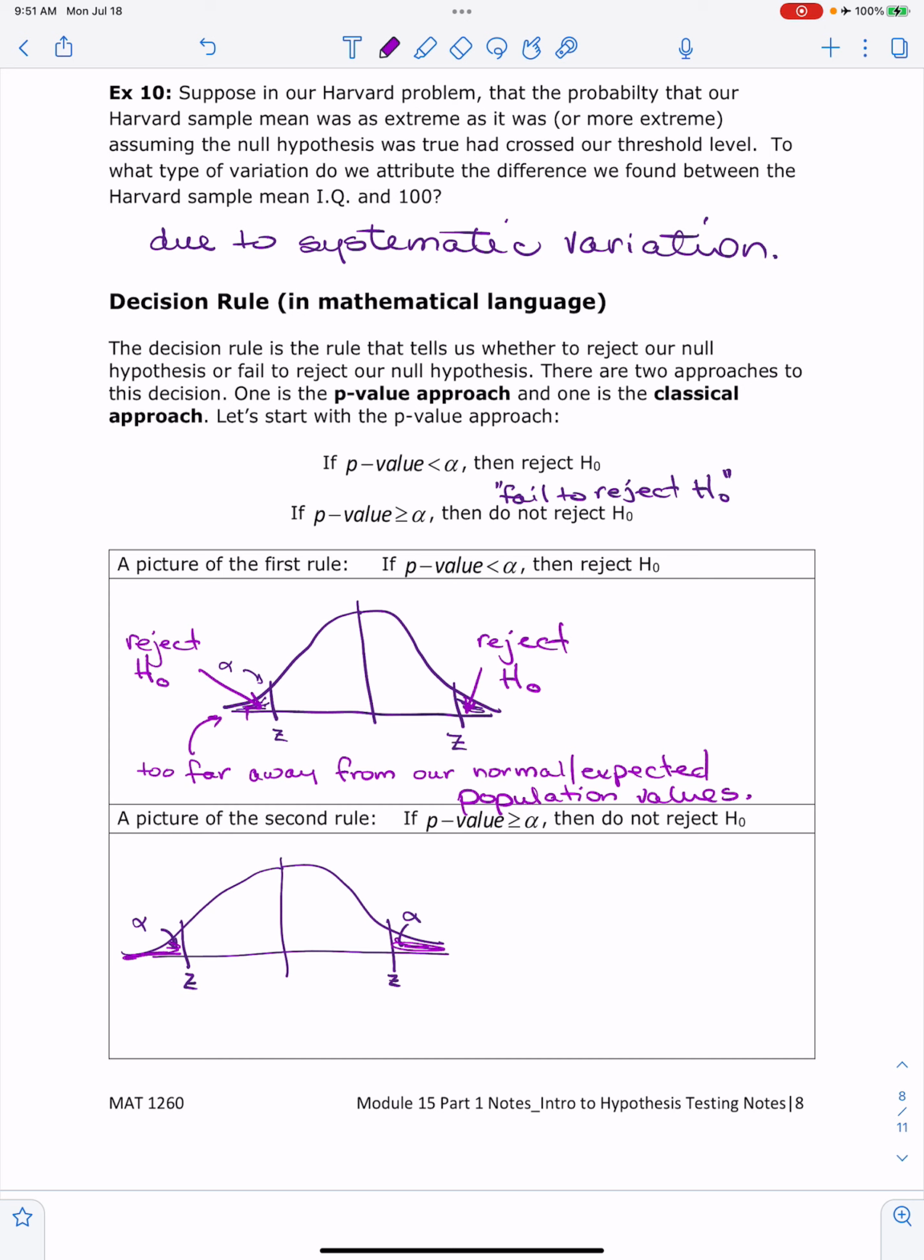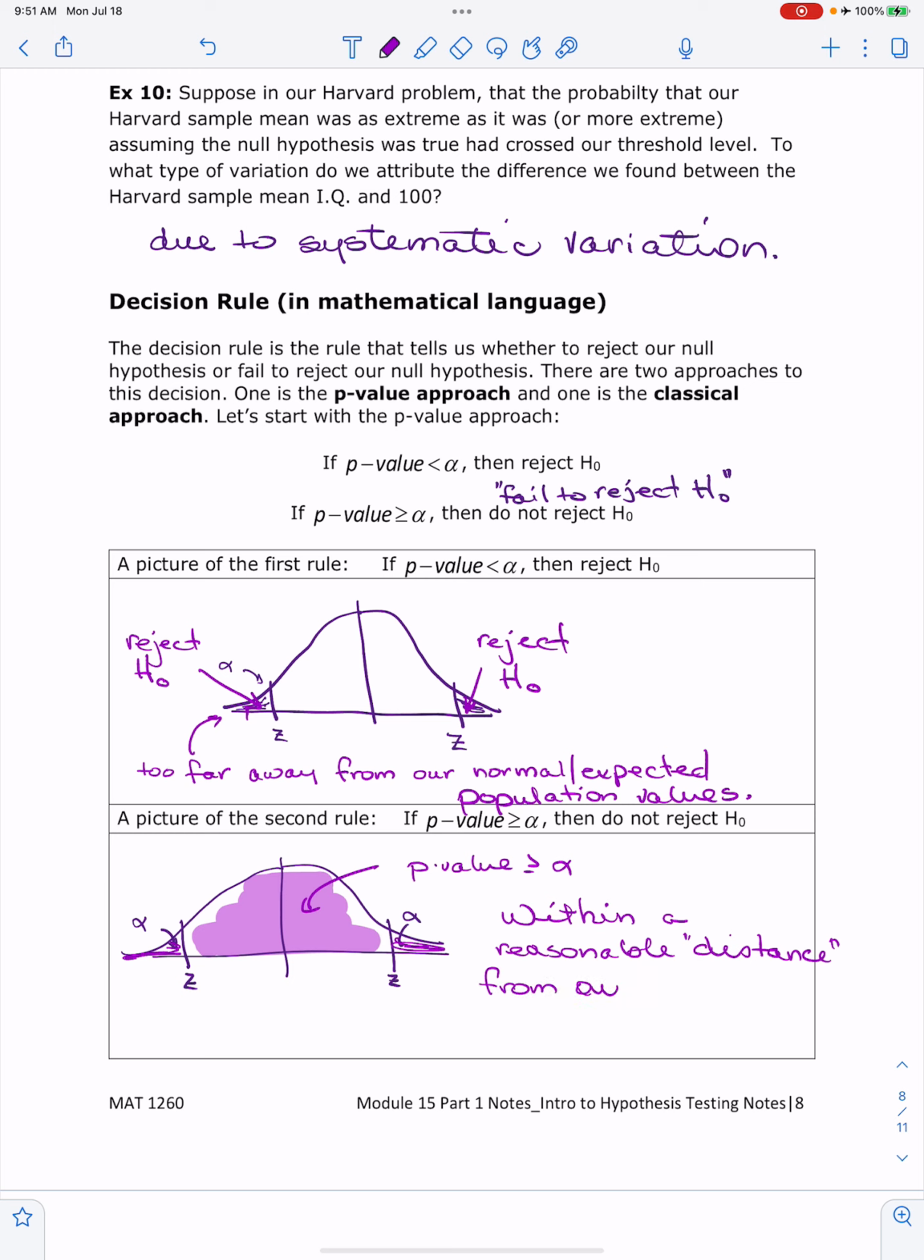So here, if the p-value is greater than alpha, it lives in here, which means it's not in the tail. So that's within a reasonable distance, distance in quotes, from our population mean or proportion.